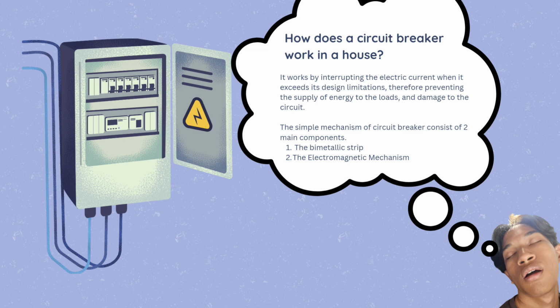As for the second part of the question, how does a circuit breaker work in a house? It works by interrupting the electric current when it exceeds its design limitations, therefore preventing the supply of energy to the loads and damage to the circuit. The simple mechanism of a circuit breaker consists of two main components. First, the bimetallic strip. Second, the electromagnetic mechanism. Well, let me explain the first main component in the next slide.